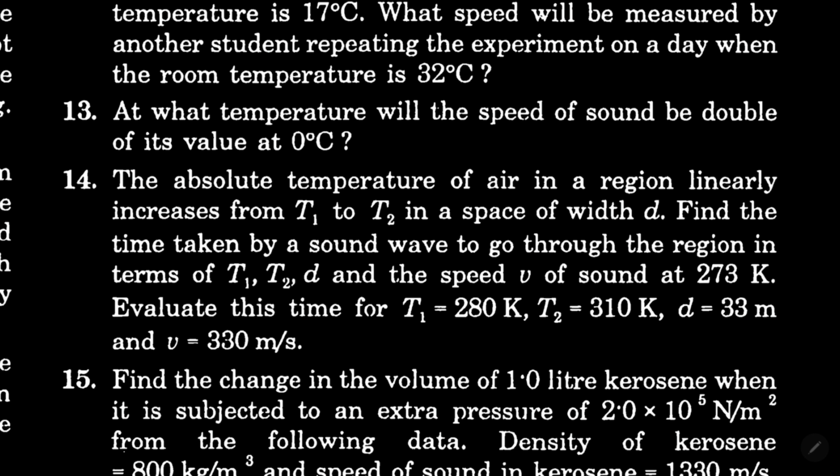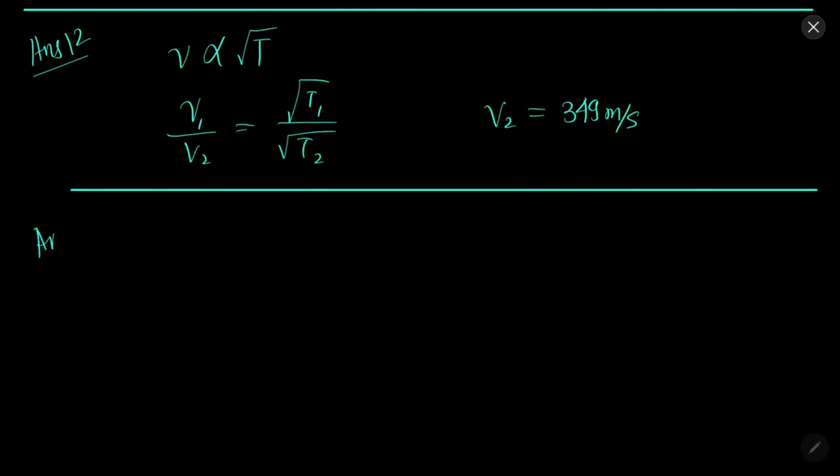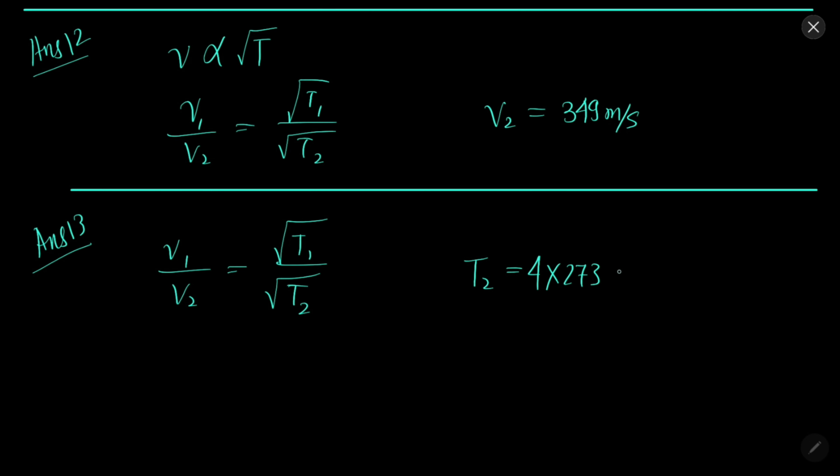In 13, at what temperature will the speed of sound be double of its value at 0 degrees Celsius? Solution 13. So again same method we will use. V1 over V2 equal to root T1 over root T2. So when we use this formula, T2 will be obtained as 4 into 273 Kelvin, and we have to tell how much temperature will be there increase. So it will be minus 273. So in degree Celsius, 819 degree Celsius.